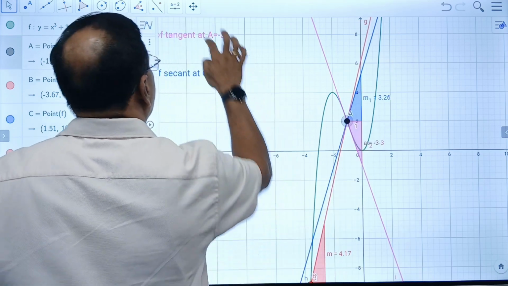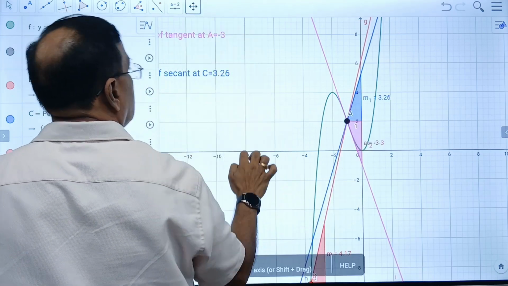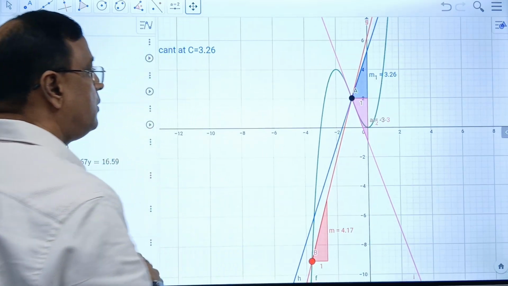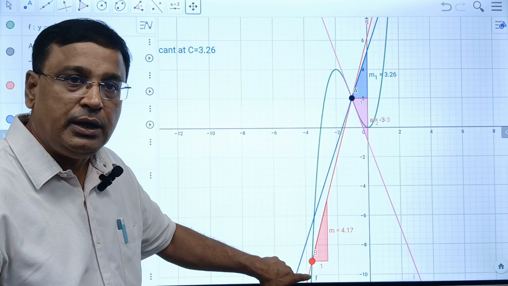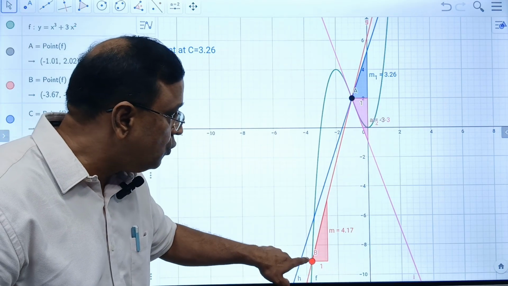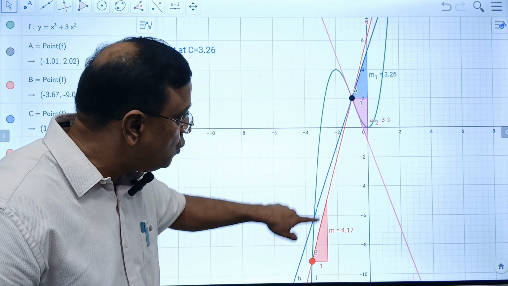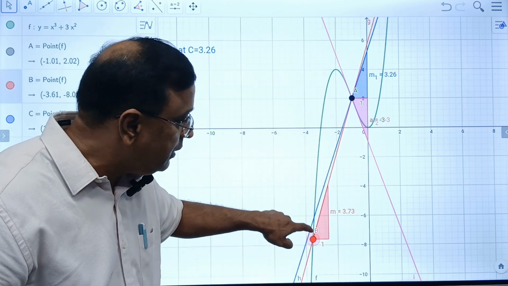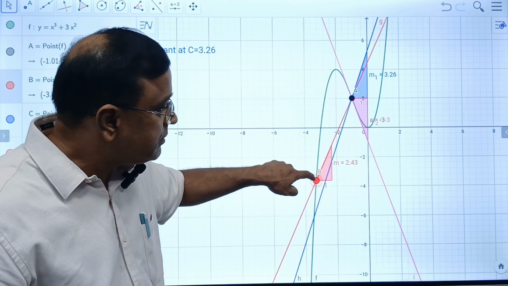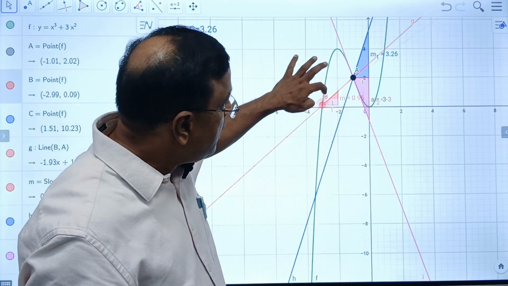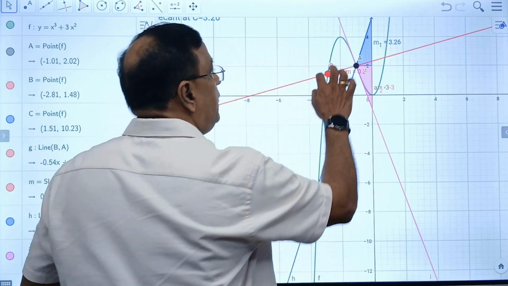Okay, just a second. Let me move this a bit. Now I have chosen a point B. I am going to move this point B. Look at the slope of AB. This is the slope of AB. Slope of AB is 4.7. So when I move B, my slope changes. Correct? My slope changes. And see what happens when I come to this point A.